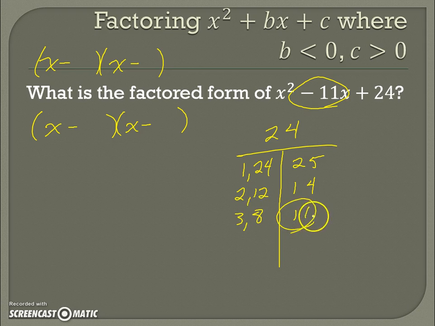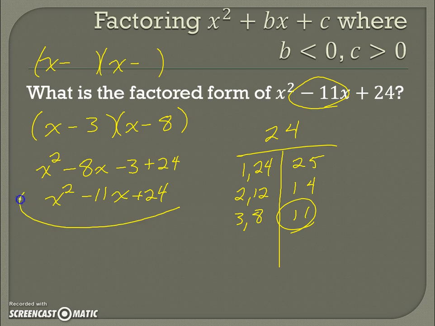Hey, that's a winner. So what that means is that for reversing FOIL, the second term in both of these, one is going to be 3 and one is going to be 8. So what I did there was just split this apart into this. Now, we could check this very quickly by FOILing. I have x times x, which is x squared, x times negative 8, and then x times negative 3, and then negative 3 times negative 8. And if I combine those like terms, I get x squared minus 11x plus 24. So that is all you're doing on that, just reversing that FOIL by listing the factors.